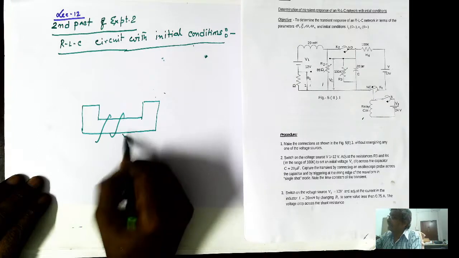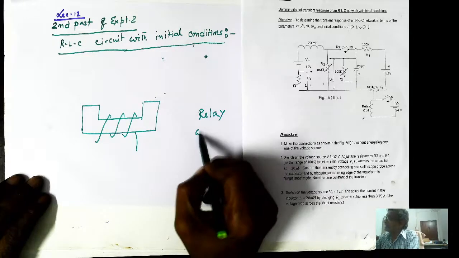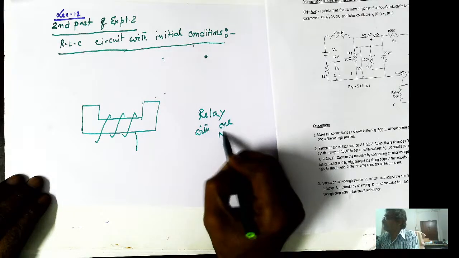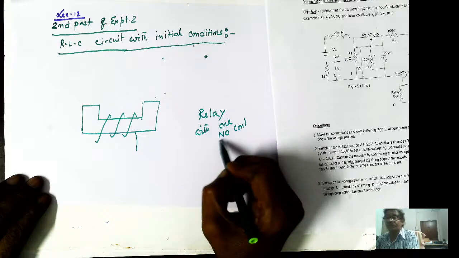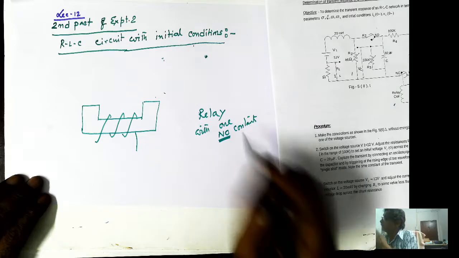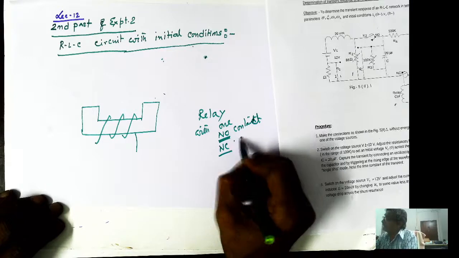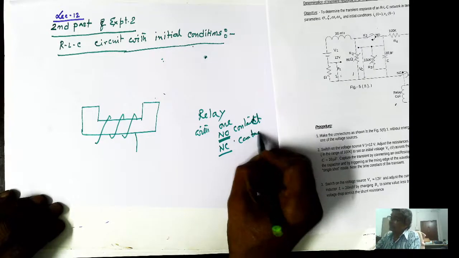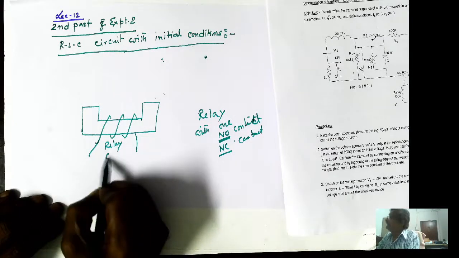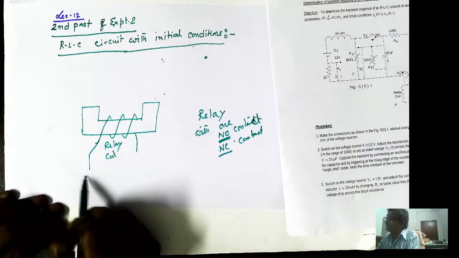This is, I am drawing the relay with one NO contact. NO means what? Normally open contact, and NC is normally closed contact. How is this achieved? And this is the relay coil. Clear? Now this relay coil, I have connected it with a switch, some 12 volt.